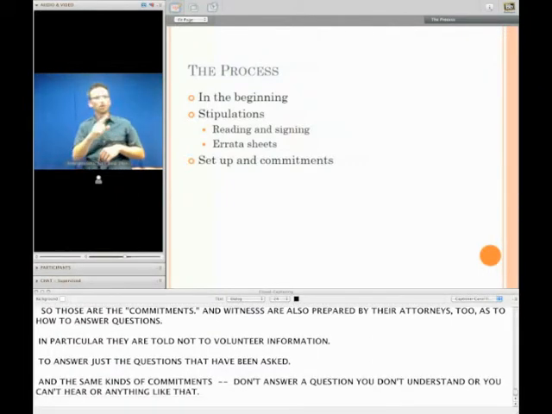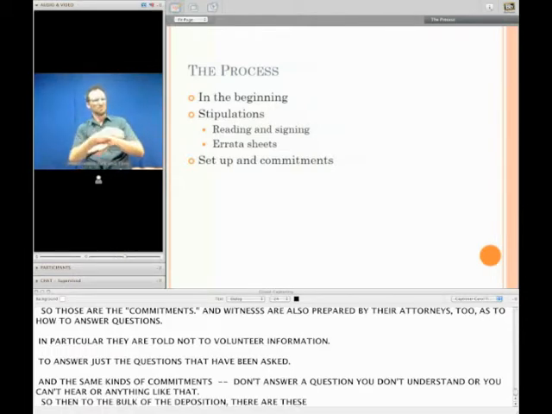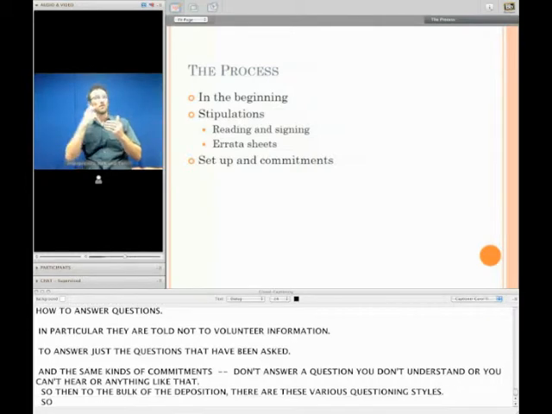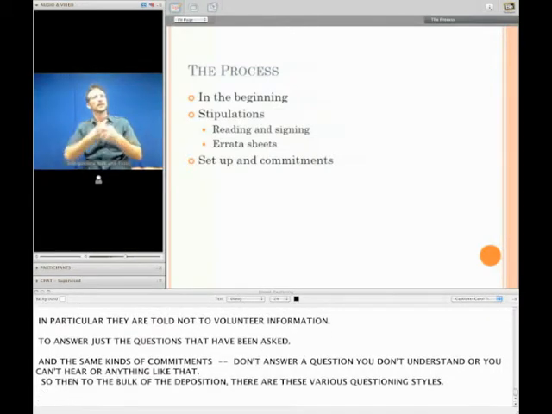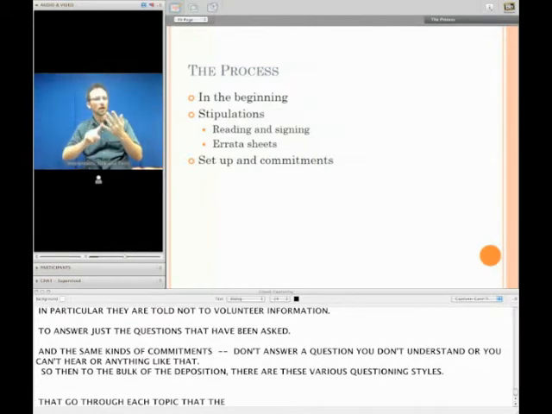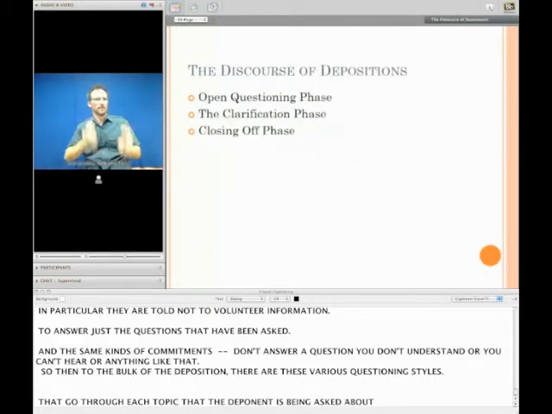So then for the bulk of the deposition, there are these various questioning styles that go through each topic that the deponent's being asked about. And it looks like this.